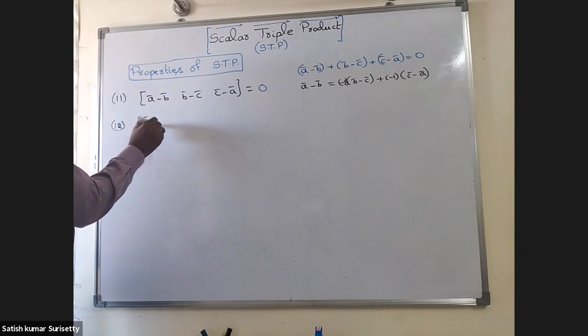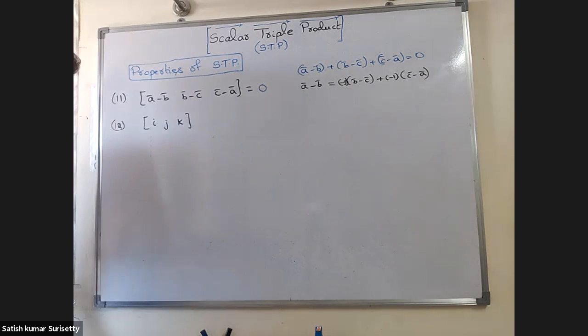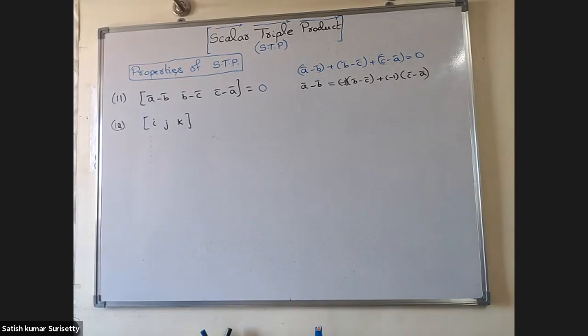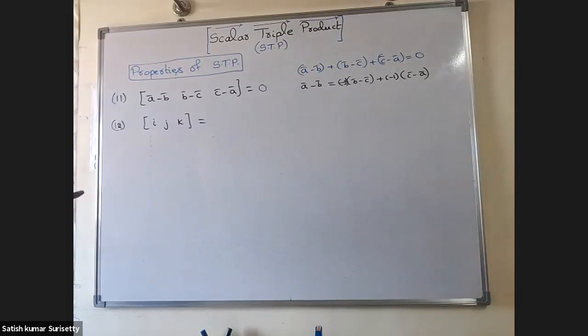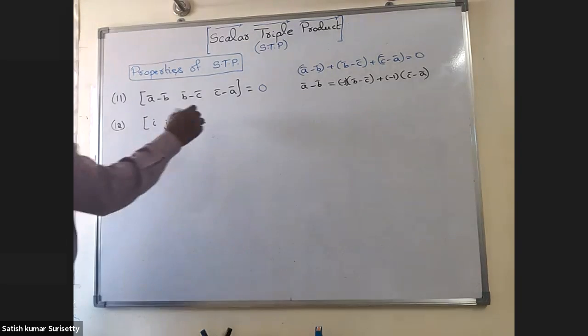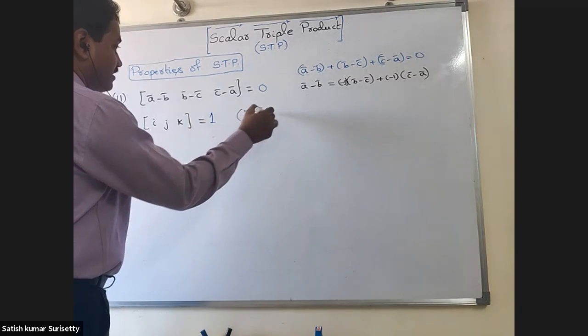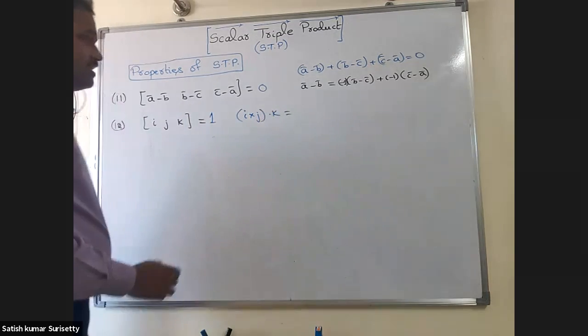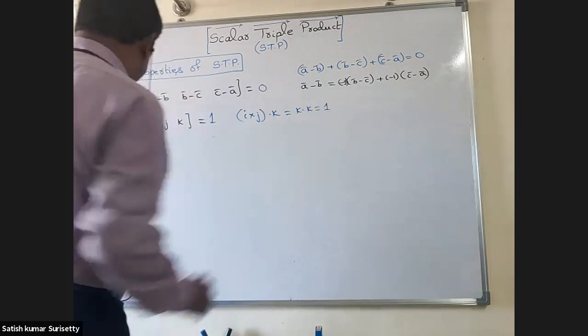Scalar triple product of i, j, k, where i, j, k are unit vectors mutually perpendicular to each other, that is along the x-axis, y-axis and z-axis, equal to what? 1. Correct. That is i cross j dot k. i cross j is what? k. k dot k equal to 1.